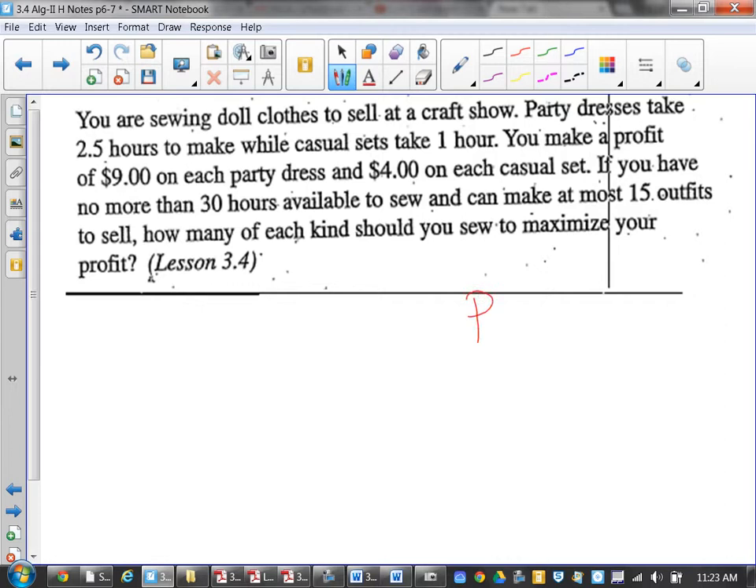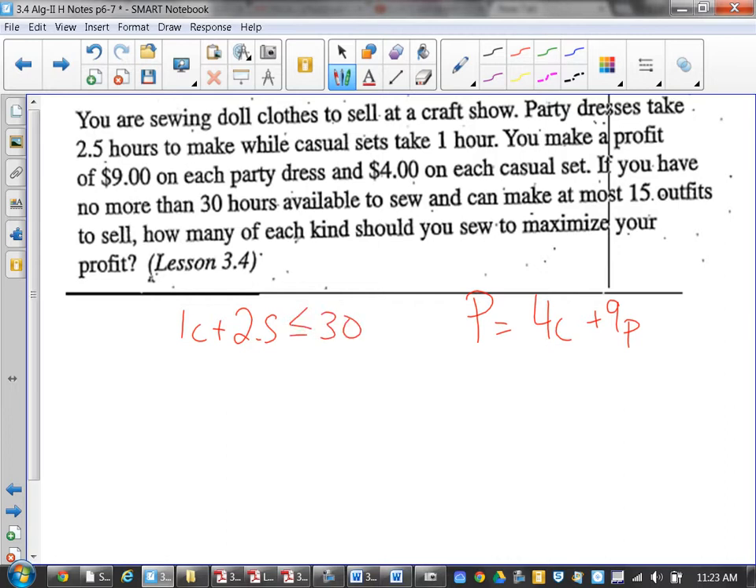So your profit. Is it 4C plus 9P? Yep. That's your profit. Okay? Your 2 constraints that you deal with are the amount of time and how many you can make. The amount of time you have: the casual dress takes you an hour, the other one takes you 2.5 hours, and you have up to 30 hours to work.